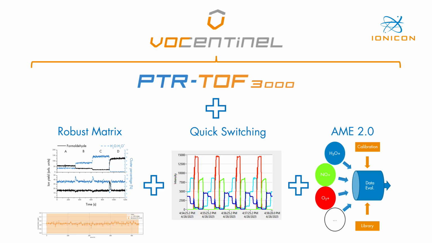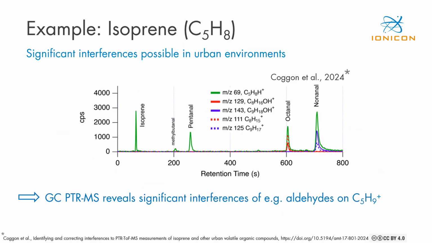In the following slides, we show an impressive application example where the VOCentinel detects and quantifies a broad range of compounds and intrinsically minimizes chemical interferences. A recent paper showed that isoprene measured in urban environments can have significant interferences from fragmentation of aldehydes. The authors applied trapping and pre-separation of air samples before analyzing them by proton transfer reaction time of flight mass spectrometry and conclude that by assigning the product ion C5H8H+ to isoprene, urban isoprene concentrations may be significantly overestimated.